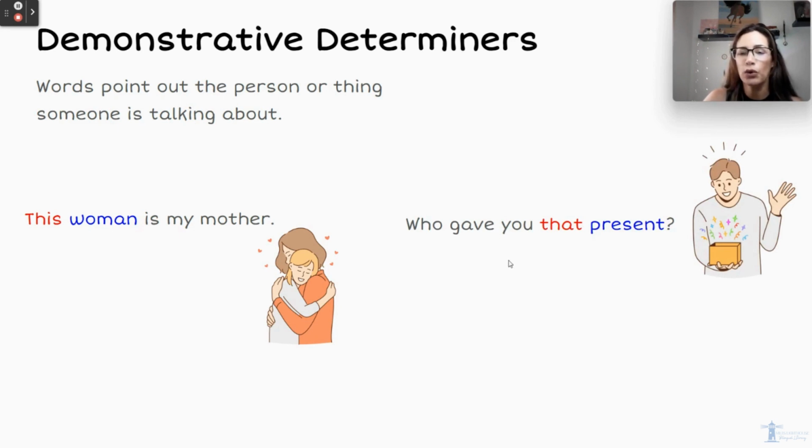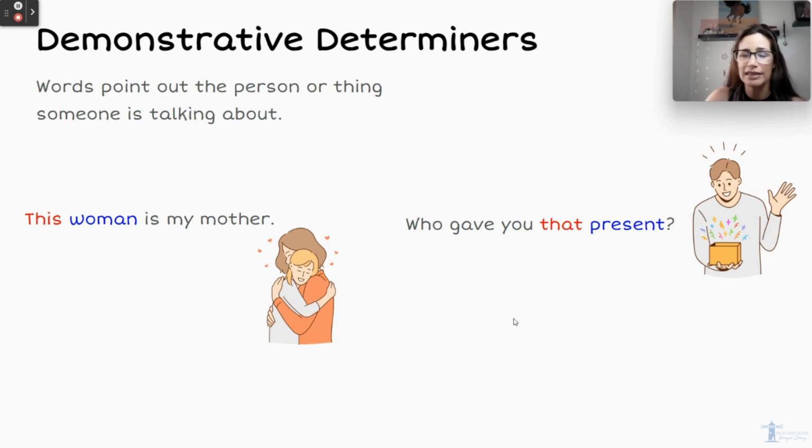Also, who gave you that present? You can see that that is pointing out the word present. Which present? That present. The one you're holding in your hand. That present. Who's your mother? This woman that I'm hugging.